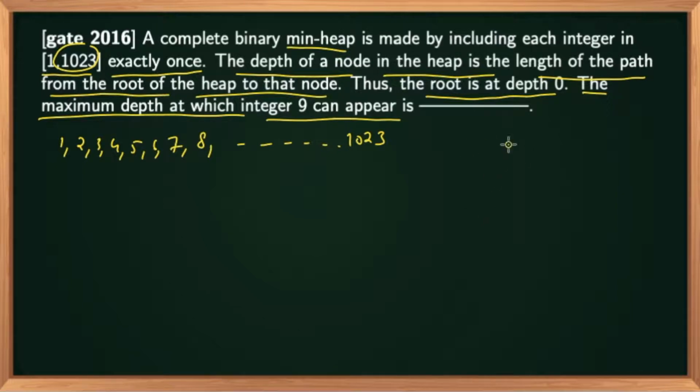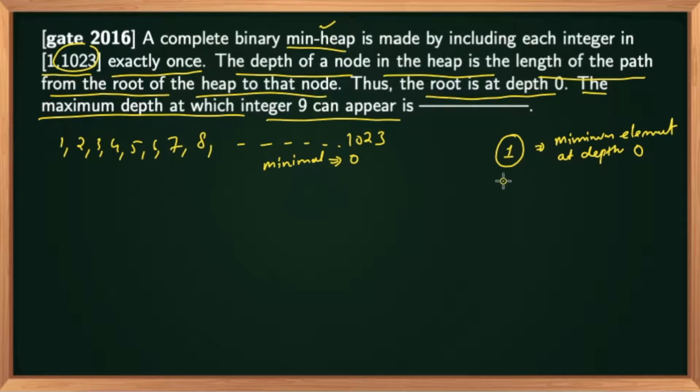Now let's try to construct. So what we know is that the root will have the element 1, right? Because we are constructing a min heap. So the minimum element should be in the root. So I can say that in this set of elements, the minimum element will always be at depth 0, right? So what I know is that the minimal element will be at depth 0.